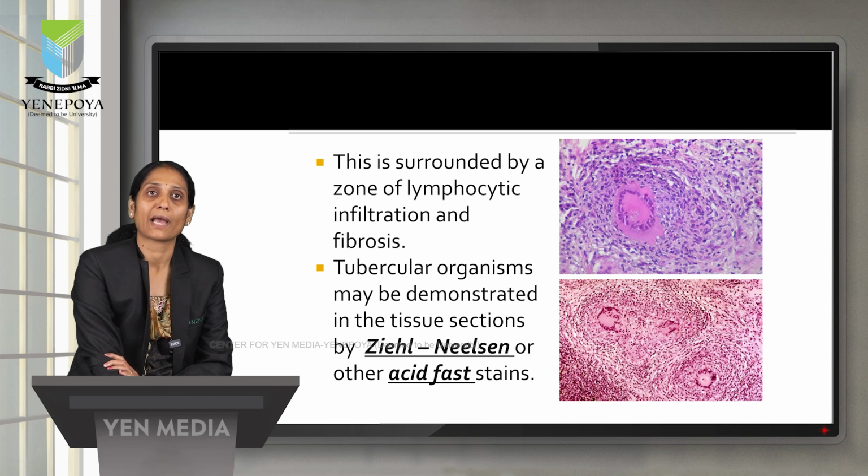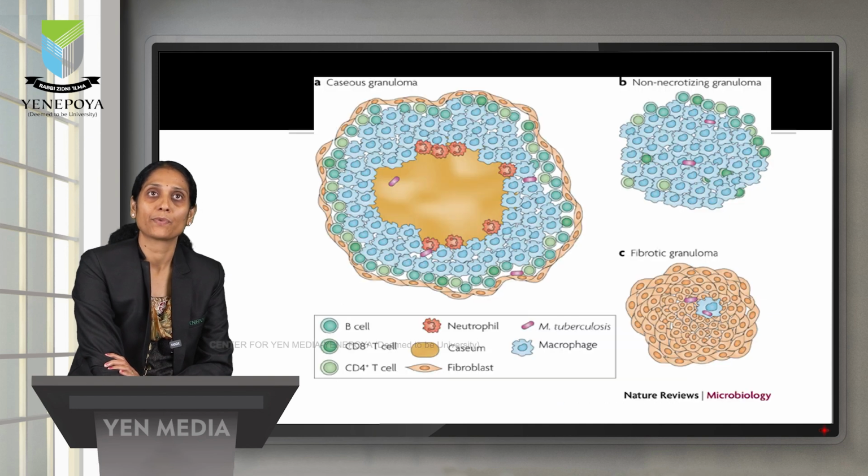So tubercular organisms may be demonstrated in a tissue section by Ziehl-Neelsen or acid-fast staining. This is the picture in which we can see Ziehl-Neelsen stain, wherein we can see the central caseation necrosis, again the macrophages which are in different shaped forms, and the round cells which are the lymphocytes, and peripherally you can see the spindle shaped cells which are the fibroblasts.